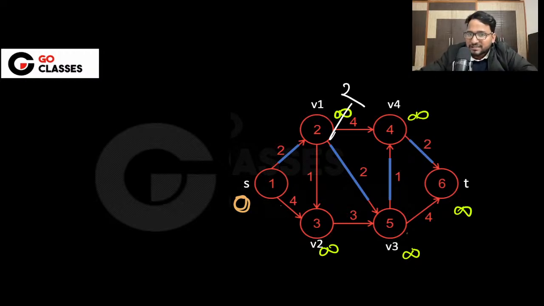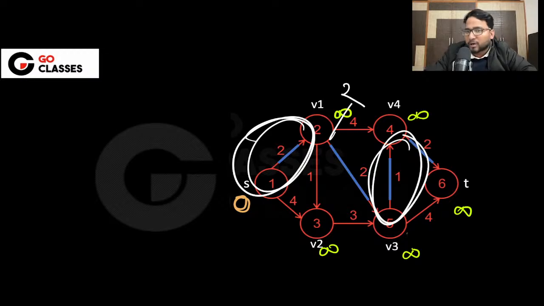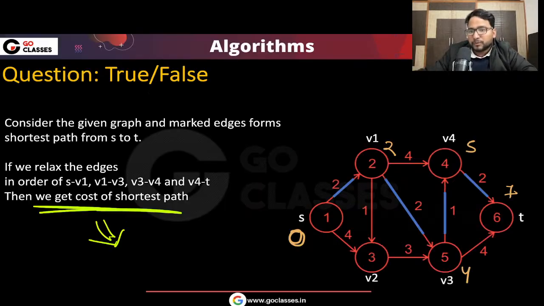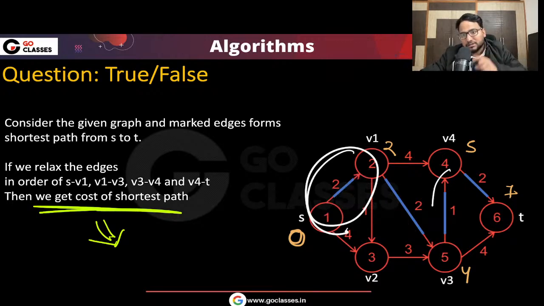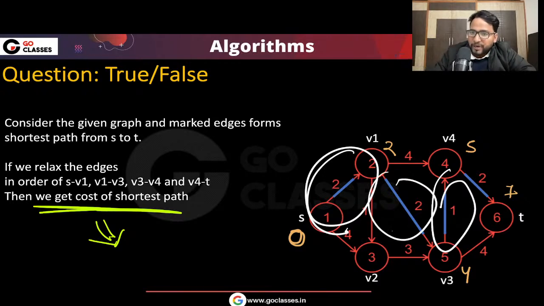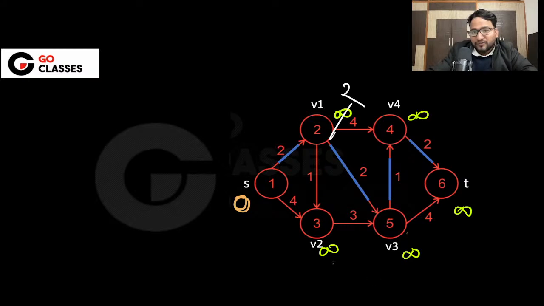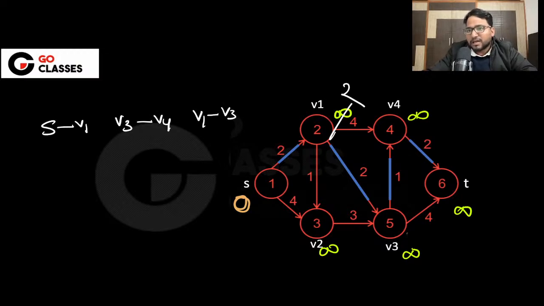You are relaxing this edge first, and then you are relaxing this edge. You are not relaxing in the order which is given. First you are relaxing, suppose, S to B1, and afterwards you are relaxing B3 to B4, then B1 to B3, then B4 to B2, suppose B4 to T. Suppose you are relaxing in this order. Which means S to B1, then this will be 2, then B3 to B4, then this will remain infinity, or infinity plus 1, it doesn't matter. It is infinity only.